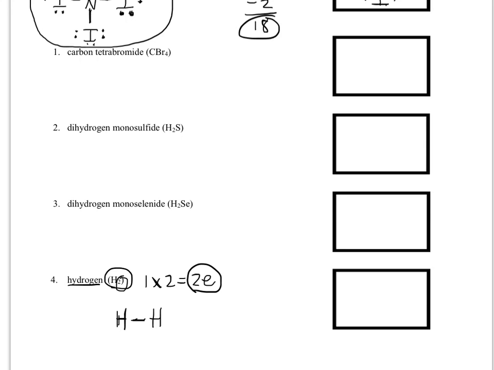Now, lucky for me, hydrogen only needs 2 electrons to fill its shell. So this hydrogen right here, it's got 2 electrons, the ones that are shared in the bond. This hydrogen here, it's also got 2 electrons, the ones that are shared in the bond. There you go. That's the end of the story.